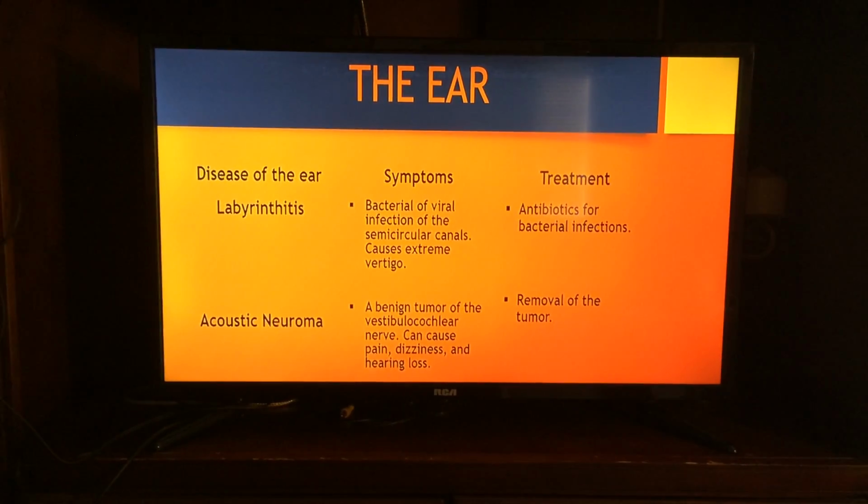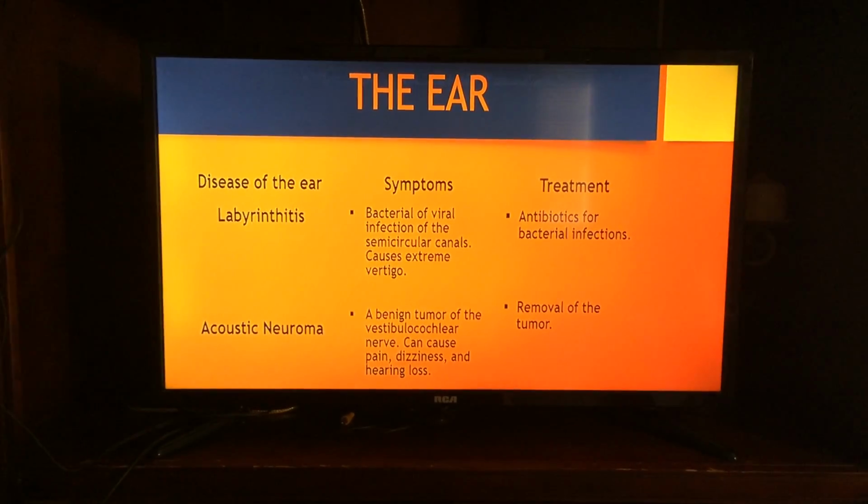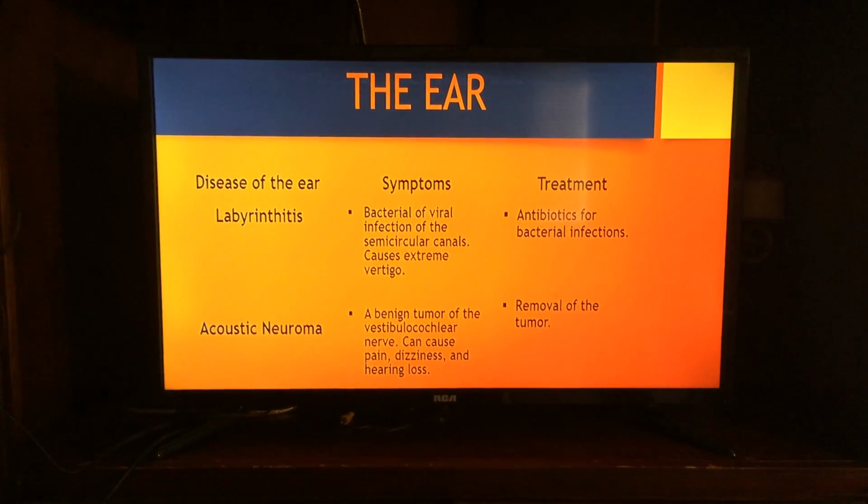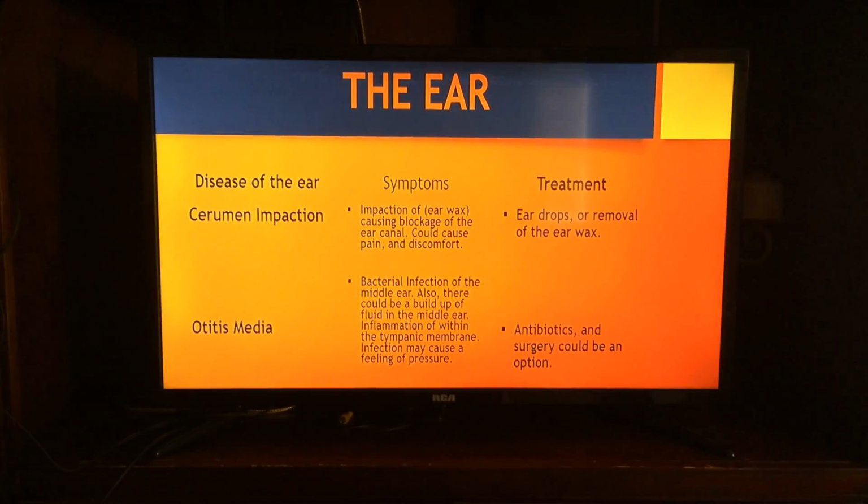Acoustic neuroma is a benign tumor of the vestibular nerve that can cause pain, dizziness, and hearing loss. Removal of the tumor could be a treatment.